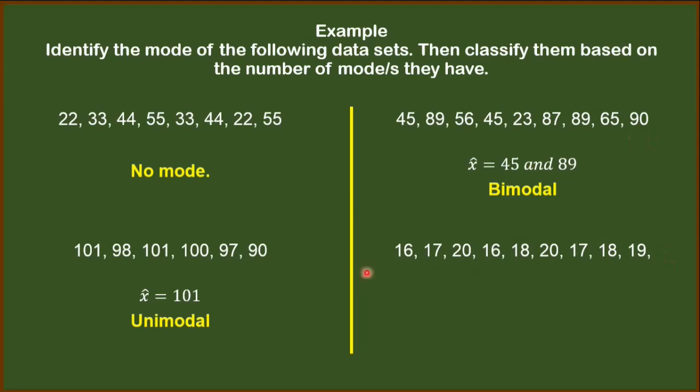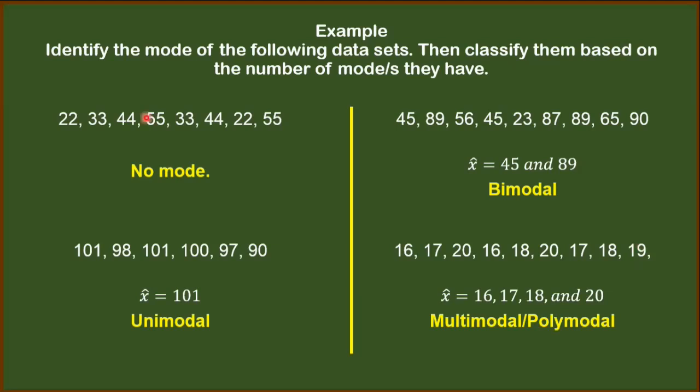So for this one, we have 16 occurring twice, 17 occurring twice, as well as 18 occurring twice, and 20 occurring twice. However, we have this 19 which occurred only once. That's why for this example, we have the following modes: 16, 17, 18, and 20. And this dataset is classified as polymodal or multimodal.